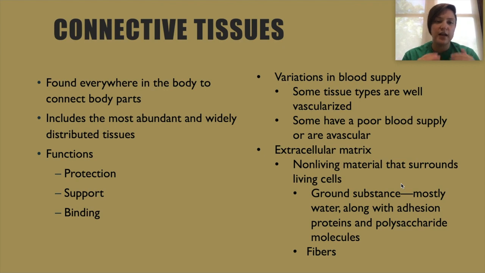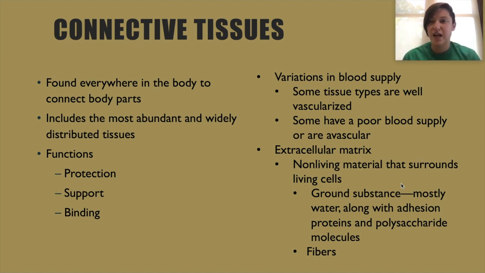So then we have our connective tissues. And connective tissues, like in the name, are found everywhere in the body to connect body parts. So connecting that epithelial tissue to something else, or connecting muscles to bones. I know you've heard the term ligaments and tendons. Those are made of connective tissues. They are the most abundant and widely distributed tissues. There's connective tissues everywhere in your body.